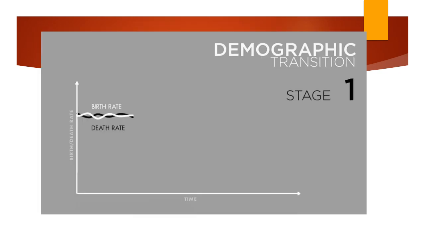So stage 1 is the state where you have a high birth rate as well as a high death rate. This is the period from 1000 AD to some 10,000 ADs. This was the stage where the birth rate was high and the death rate was also very high.